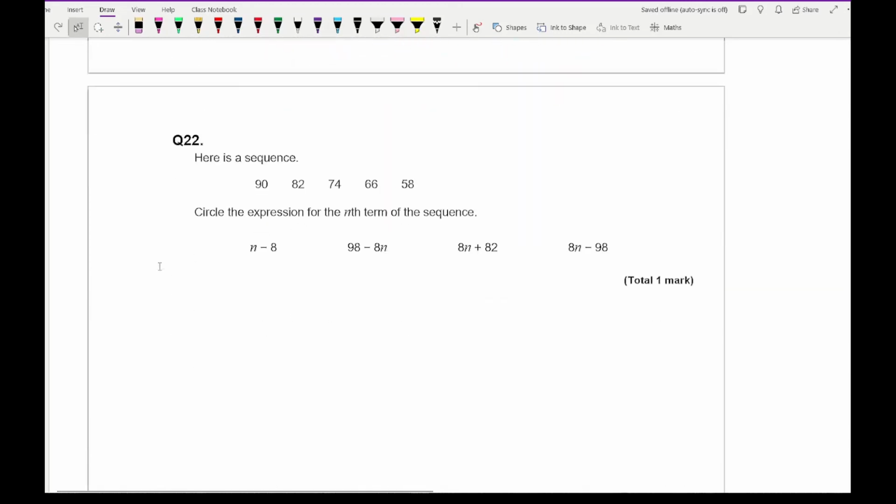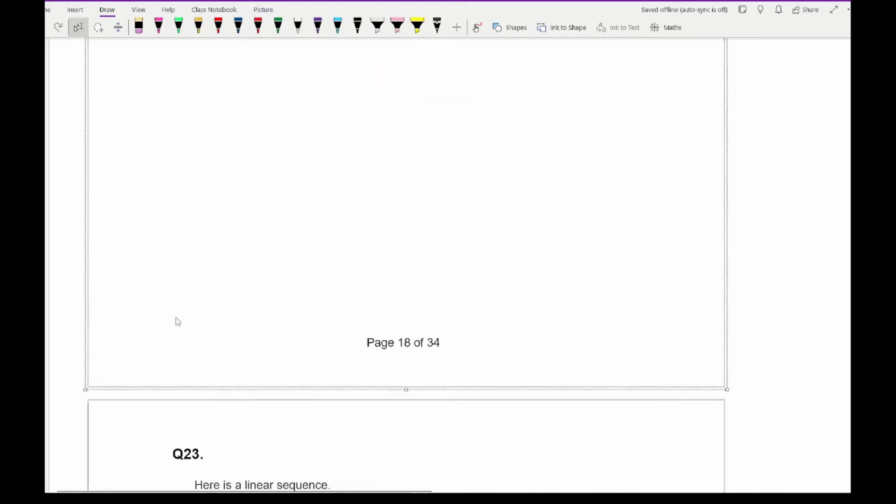Then looking at question 22, it says here is a sequence, and we then need to work this out. So here we're looking for the difference as being minus 8. So we're looking for minus 8n. And then what do I have to do to get from minus 8 to 90? Well, I need to add 98. And that is going to be this formula here. Because again, I'm looking for minus 8n and a positive 98.